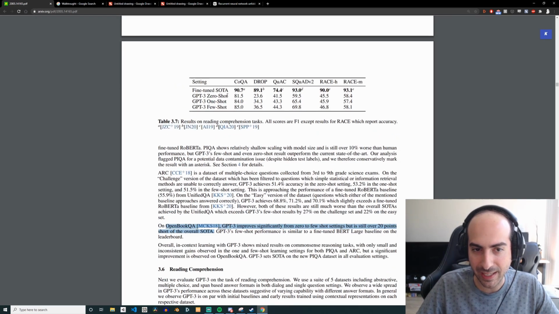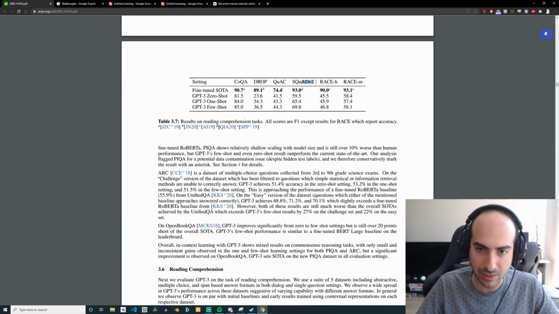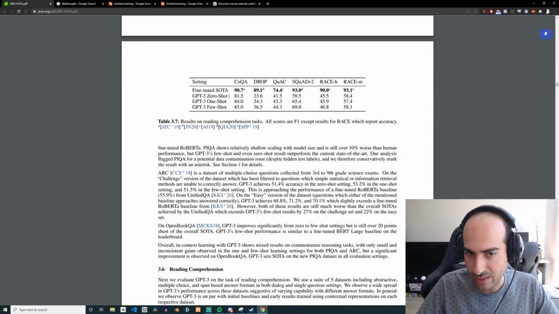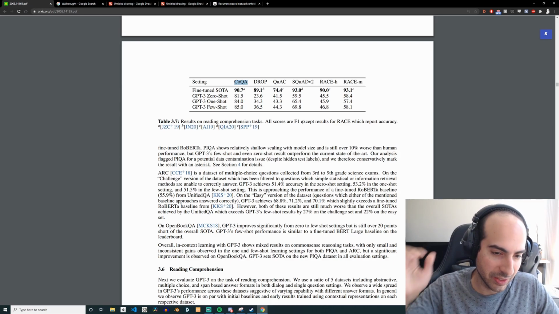And so if you look at the fine-tuned state of the art, these are a bunch of different data sets. I don't know what most of these are, but I've worked with SQuAD, which is a question answering data set. That's what that stands for. But you'll see here that with zero-shot, it's not very close, except on CoQA, which leads me to believe that maybe CoQA is just a much smaller data set, or that this data set occurred on the internet.